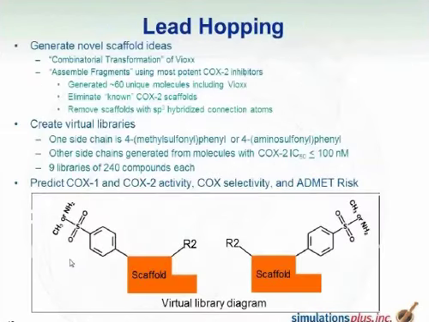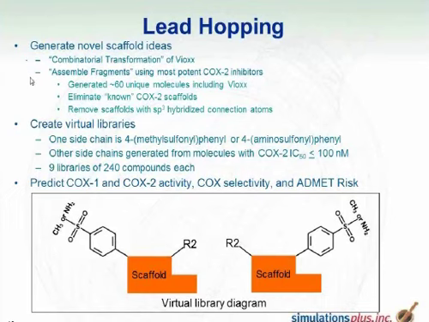Okay, so now we've generated a large number of models on the COX data. The next step is to lead hop into novel chemistry space. So one of the first methods we used was combinatorial transformations, and we used Vioxx as the query molecule or the starting molecule. Combinatorial transformations are a set of medicinal chemistry rules for just taking a molecule and modifying it. So for Vioxx, it might take something in the ring and convert it to a nitrogen or something like that. So that's one way we generated novel ideas.